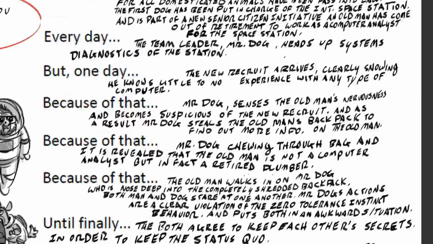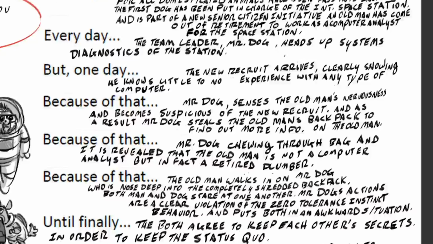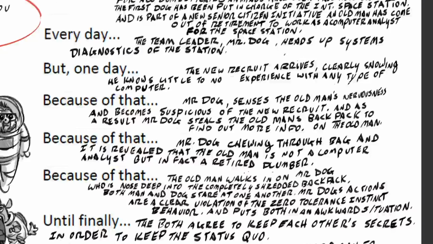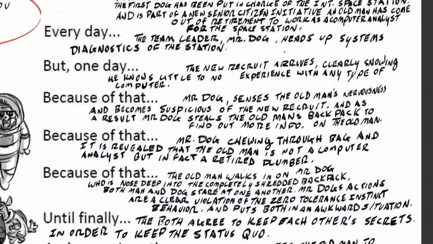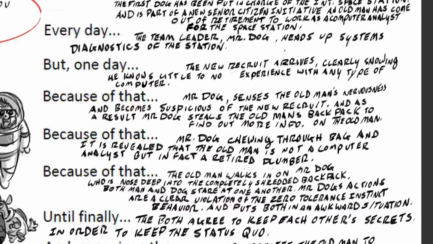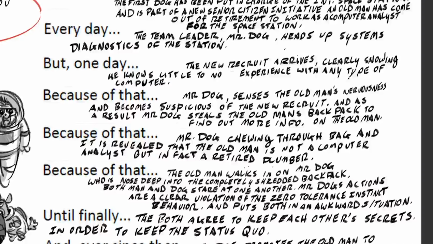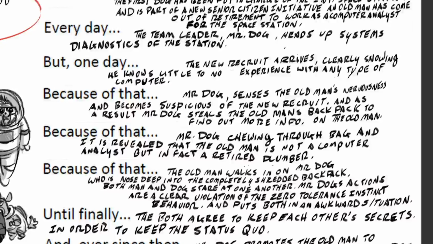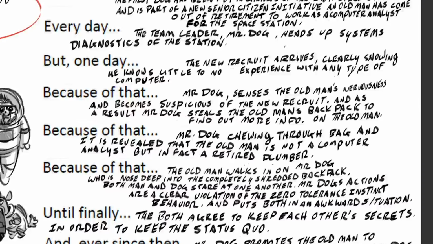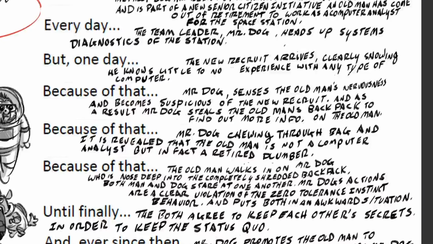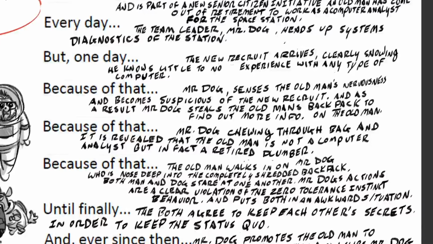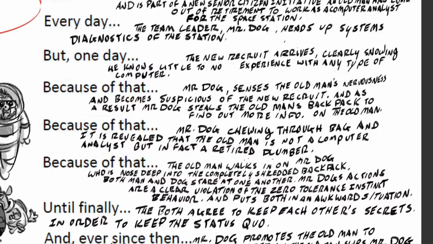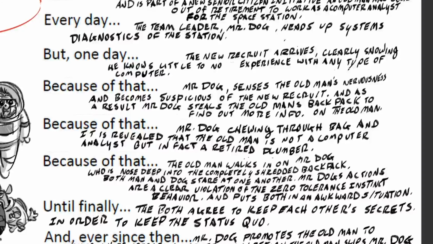But one day, the new recruit arrives, clearly showing he has little to no experience with any type of computer. Because of that, Mr. Dog senses the old man's nervousness and becomes suspicious of the new recruit. And as a result, Mr. Dog steals the old man's backpack. See, that's Mr. Dog. Steals the old man's backpack to find out more information on the old man.